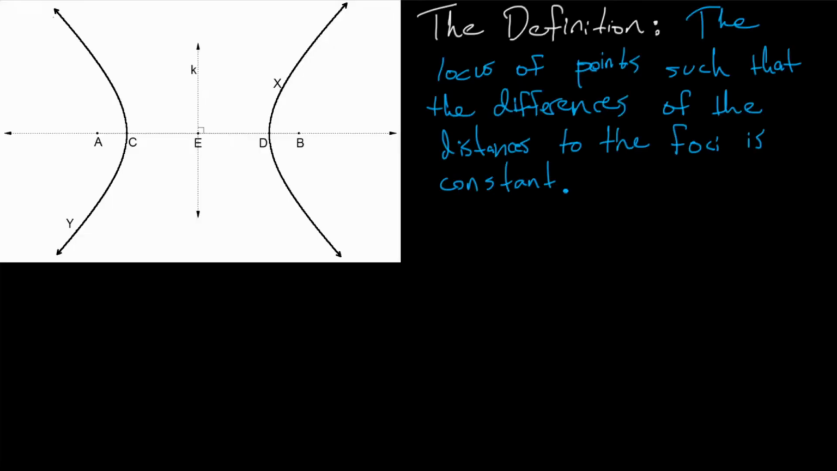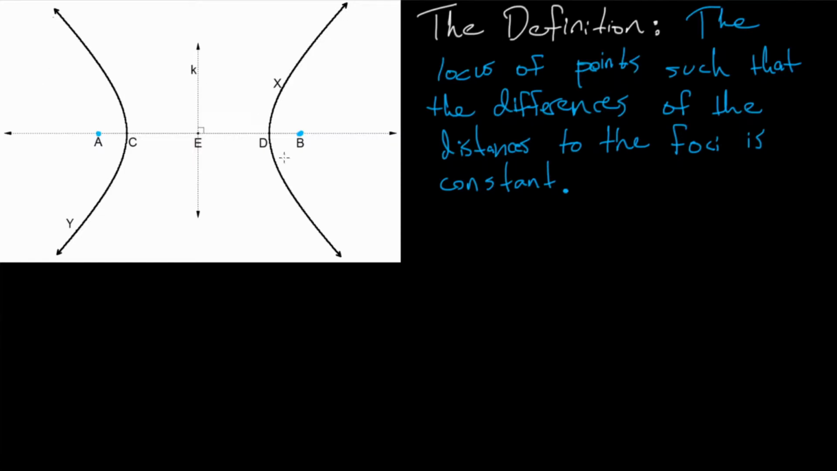The definition. The hyperbola is the locus of points such that the differences of the distances to the foci is constant. So let's make sense of that. To do that, let's go ahead and define some things in this picture over here. This is the hyperbola. So B and A are our foci. Right? The hyperbola is going to have two foci, A and B. All right, and the differences of the distance from this foci to the hyperbola and then to the other foci, the difference between those two distances is always going to be constant.